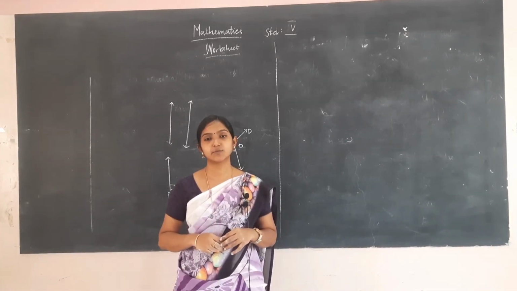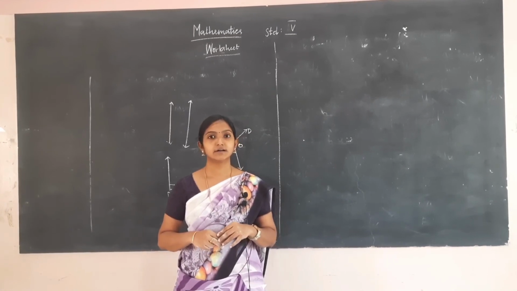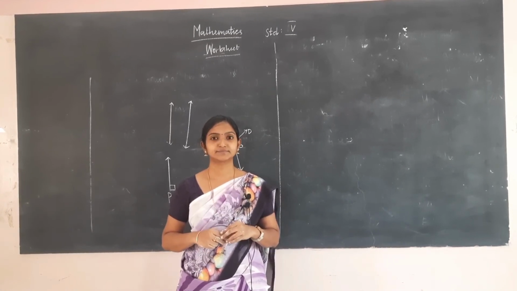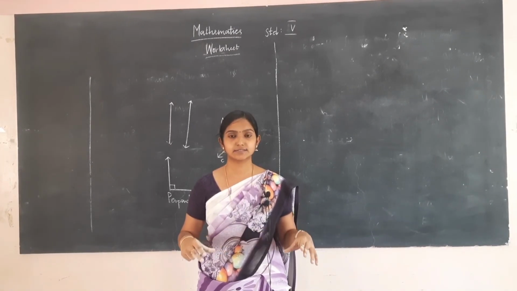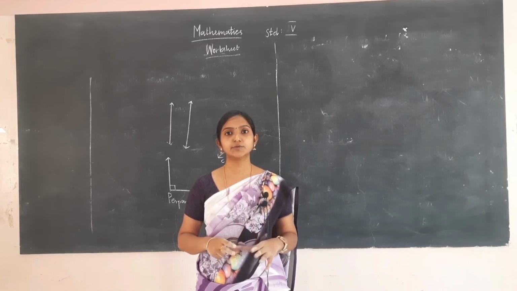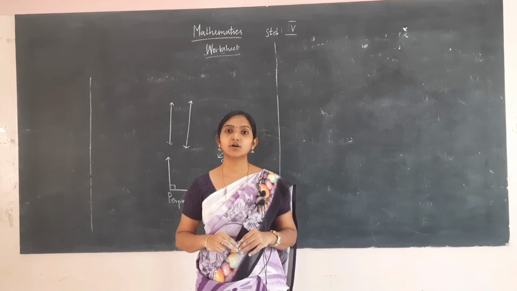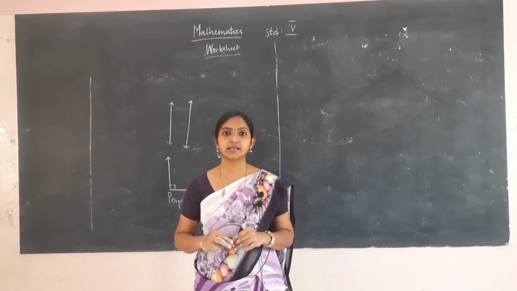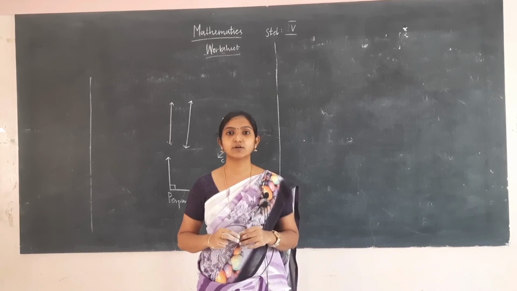Next we have learnt about nets of a cube. A net of a cube is a flat surface, that is when we convert a 3-dimensional cube into 2-dimensional, we call it as net. A net of a cube will have 6 squares and we have 11 types of nets of a cube.